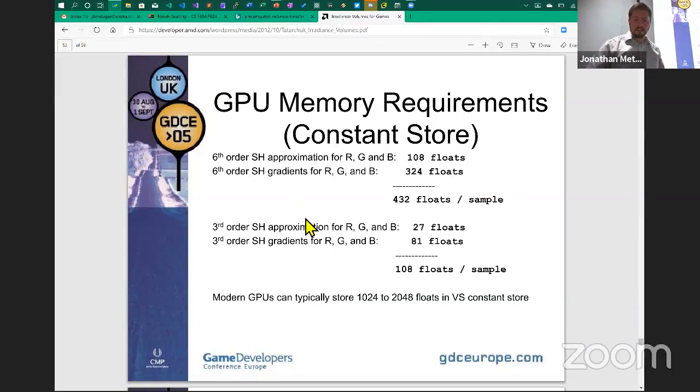Okay, this is where they give you an idea of how much memory this takes. They tell you that you can store 1,000 to 2048 floats in your constants, although it's larger today, but you've got to think 2005, that's still mobile technology-ish today. So you can't just throw a ton of stuff inside your shader, but for a 6-order spherical harmonic, you need at least 432 floats per sample. So that's how big your vertex structure has got to be at least.